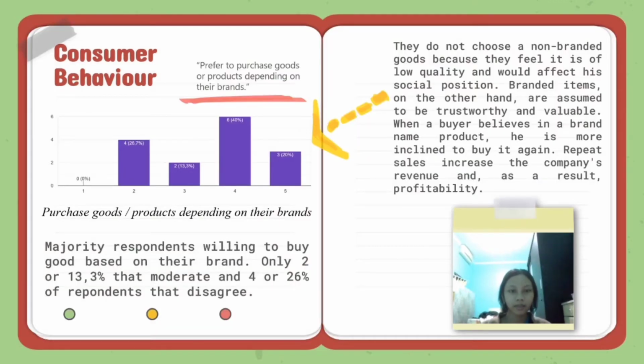Okay, the first statement is, prefer to purchase goods or products depending on their brands. From our research, the majority of respondents are willing to buy goods based on their brand because they do not choose non-branded goods because they feel it is low quality and would affect their social position. Branded items, on the other hand, are assumed to be trustworthy and valuable. When a buyer believes in a brand name product, they would be more inclined to buy it again. Repeat sales increase the company's revenue and result in profitability.